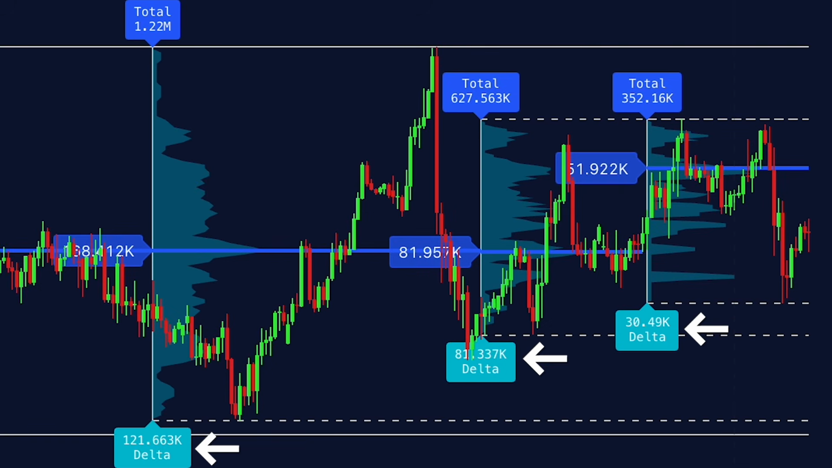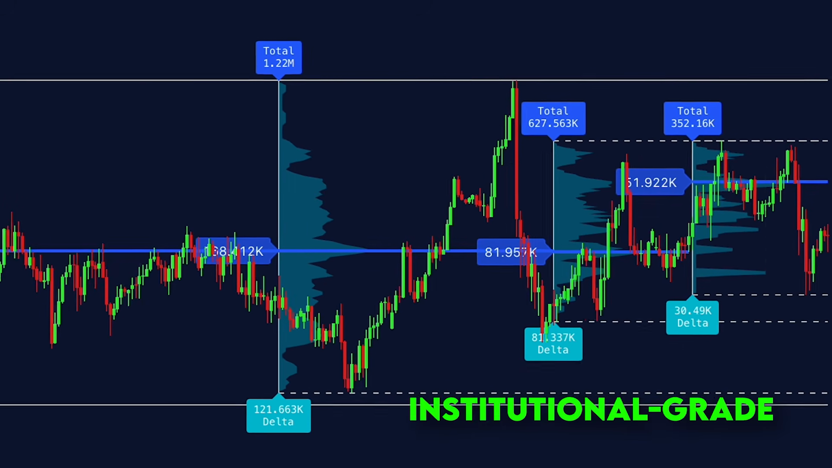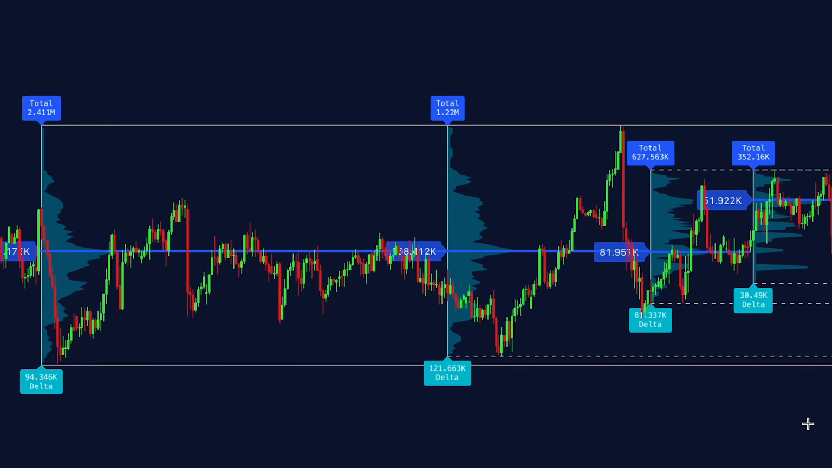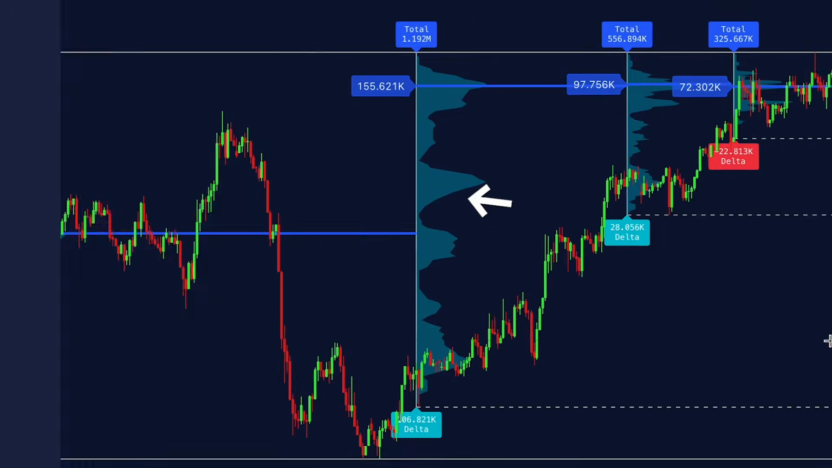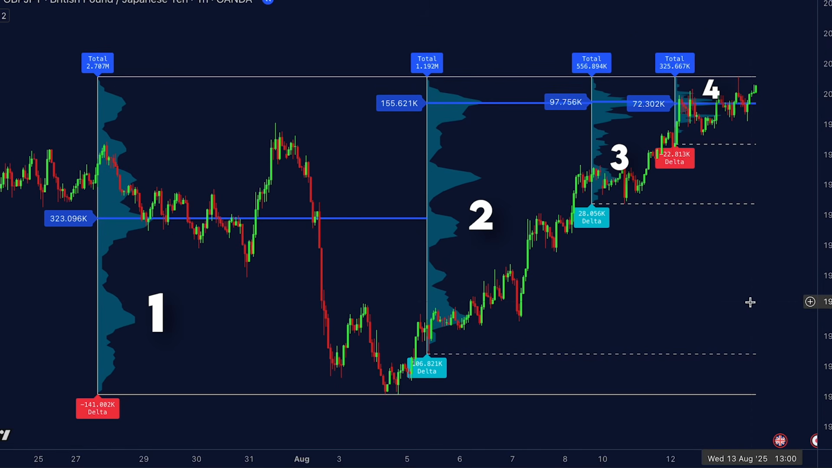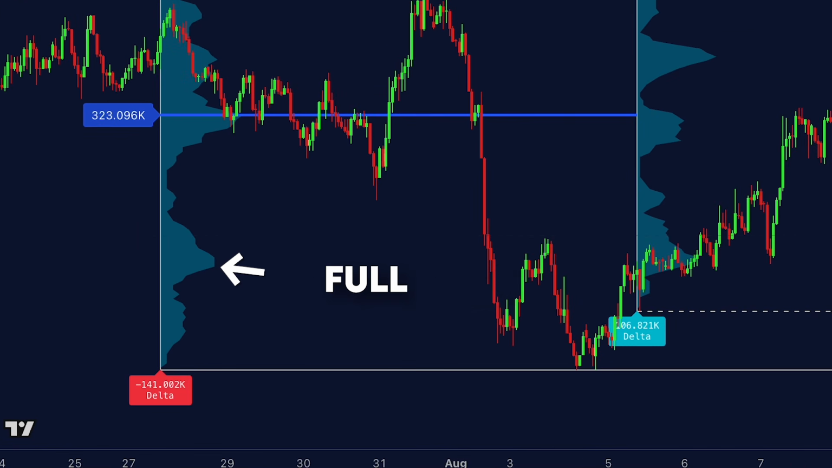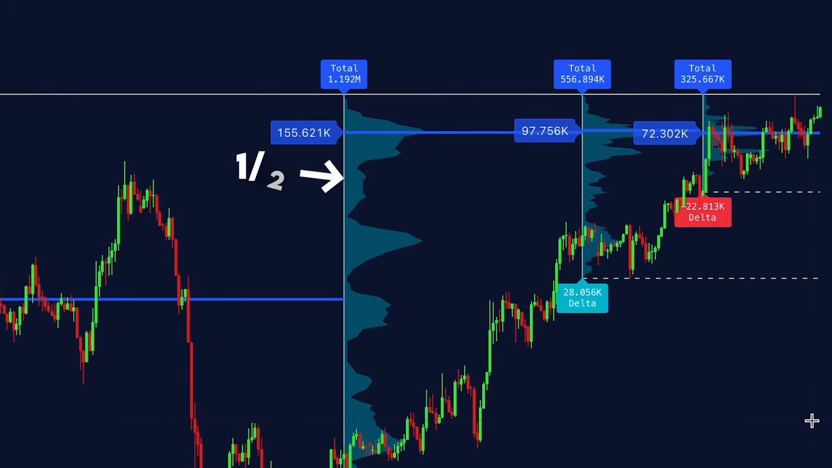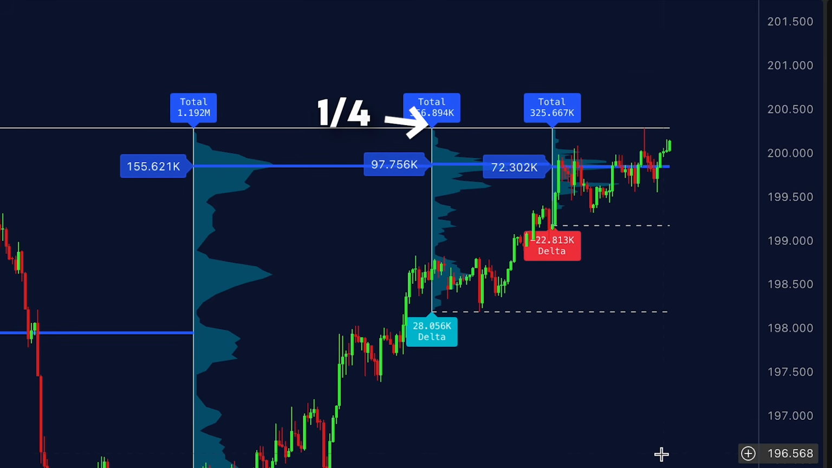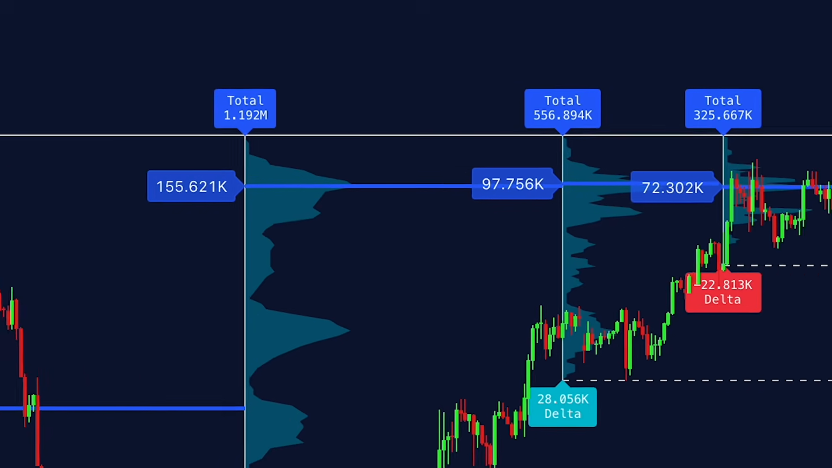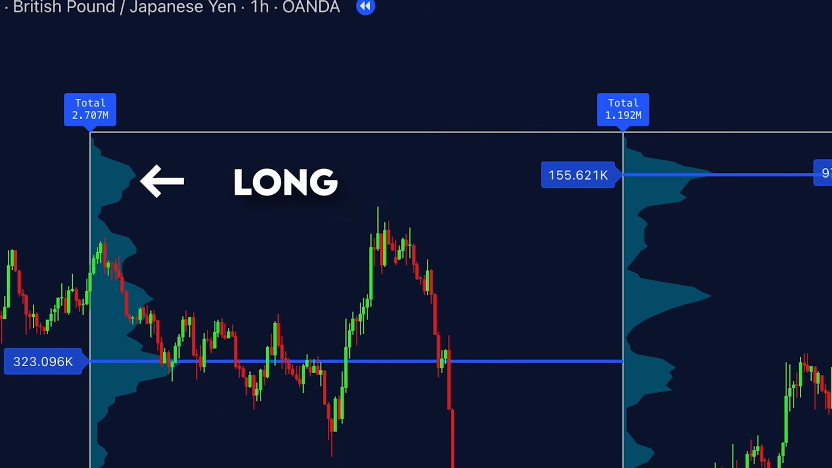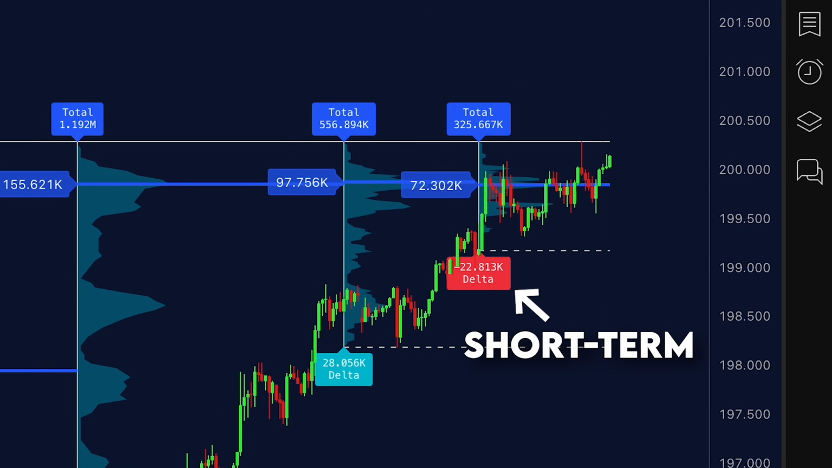Now, this isn't your standard volume indicator. This is institutional grade analysis that Wall Street firms pay thousands for. Most volume tools only show you one perspective, but this powerful system stacks up to 4 separate volume profiles simultaneously. Profile 1, Full Period Analysis. Profile 2, Half-Length Perspective. Profile 3, Quarter-Length View. Profile 4, 1/8 Length Focus. Each layer reveals different institutional behavior patterns, from long-term accumulation zones to short-term distribution levels.